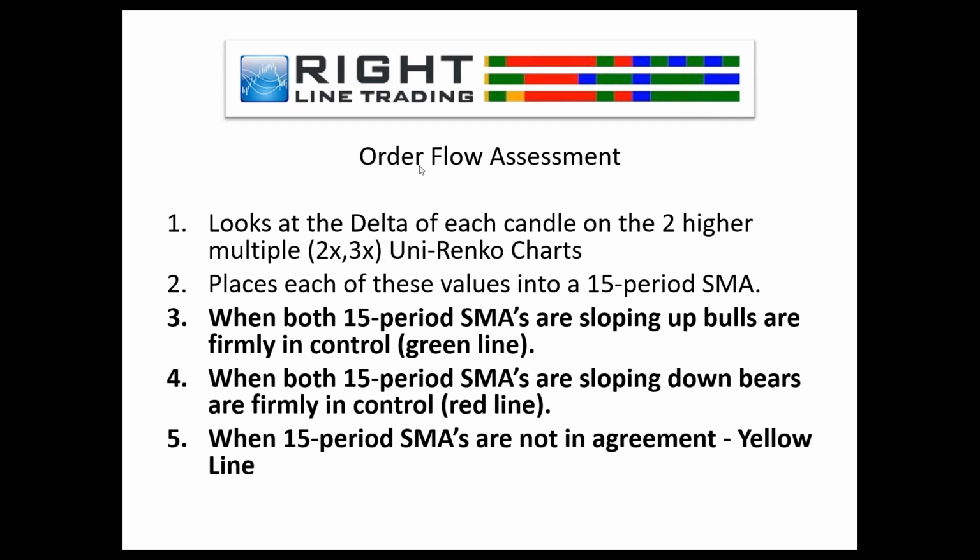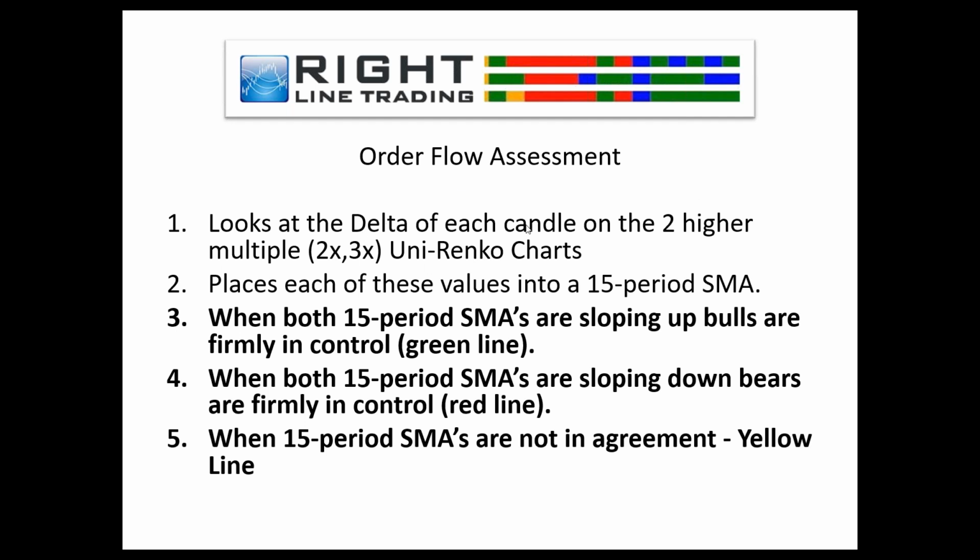So what we do is we look at the delta of the candles on the 2 higher, in this case I put Renko, but it can be time, it could be tick, it could be range. If you're trading a 3-minute, we look at the 6-minute and the 18-minute. Just 3 times 2 is 6, and 3 times 6 is 18. So the indicator actually looks at the 2 higher multiple time frames automatically.